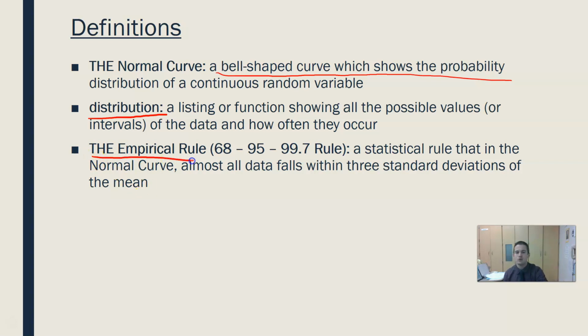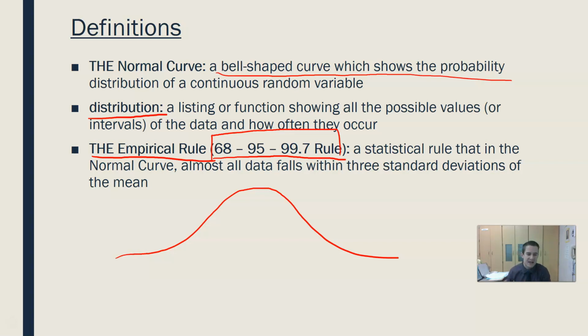The empirical rule, also we kind of denote it as the 68, 95, 99.7 rule. We'll talk about this in a minute, but it's a statistical rule that in the normal curve, so in this normal curve, I'll write this little bell, kind of looks like a bell, almost all the data falls within 3 standard deviations of the mean.